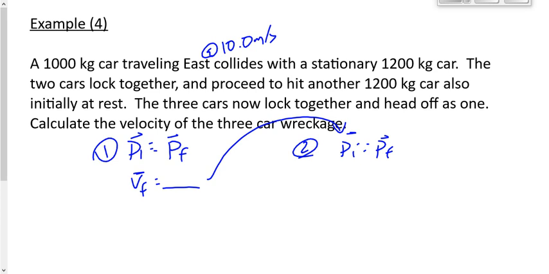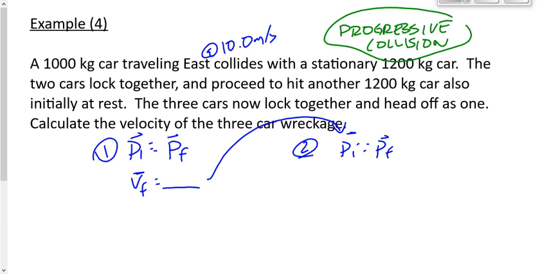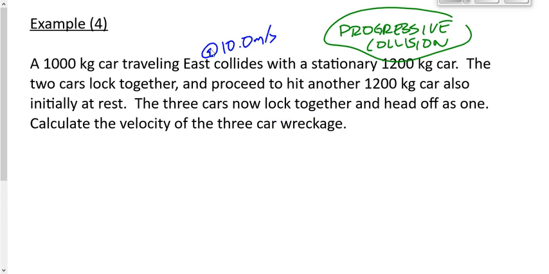But this is what I call a progressive collision. That's just my name for it, so don't look for that somewhere else. A progressive collision is a collision where we have more than one collision, but still the system is isolated. So outside of these three cars and the forces that act within these three cars, there are no external forces. If that's the case, then we could treat this as one collision. We can say the initial momentum equals the final momentum.